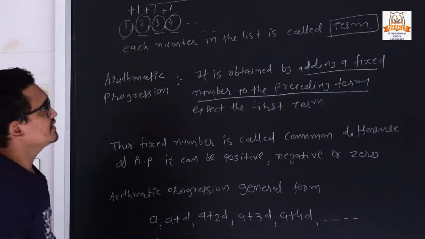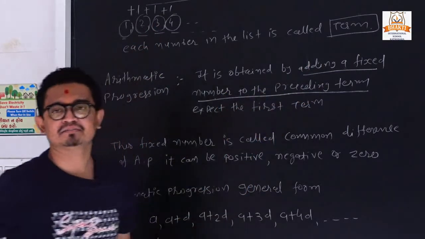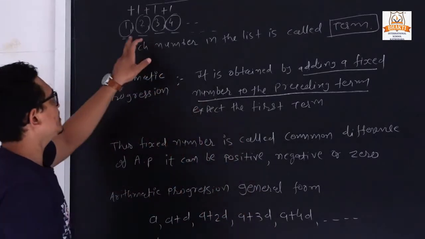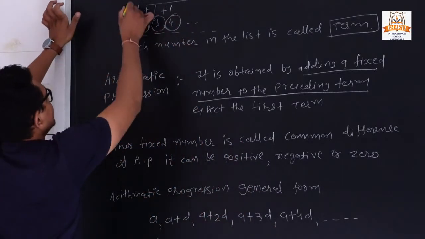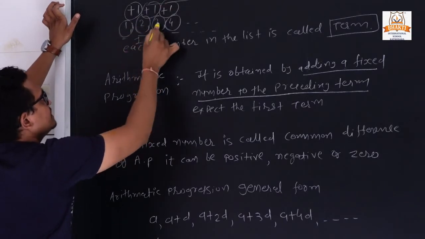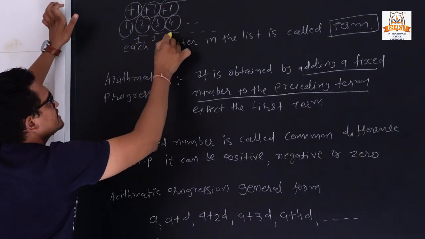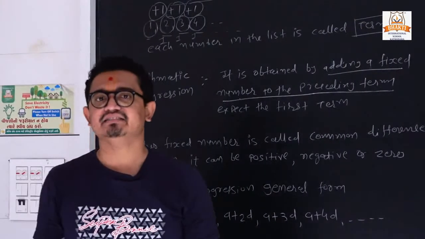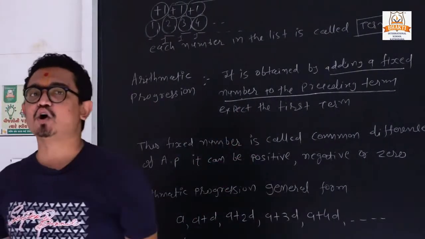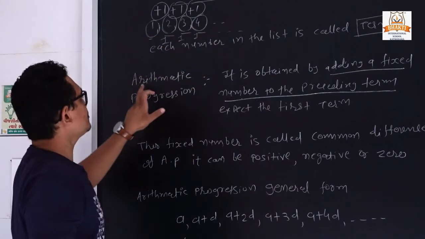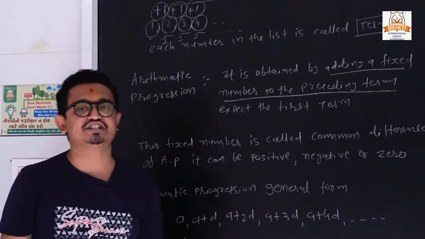So it means by adding a fixed number to the previous number, it has the same difference. See, 2 minus 1 is 1, 3 minus 2 is 1, 4 minus 3 once again 1. So it has one common difference. Clear? This series has one common difference. So this type of series is known as an arithmetic progression.